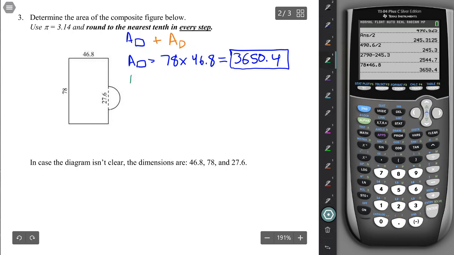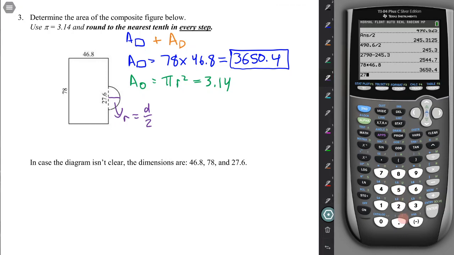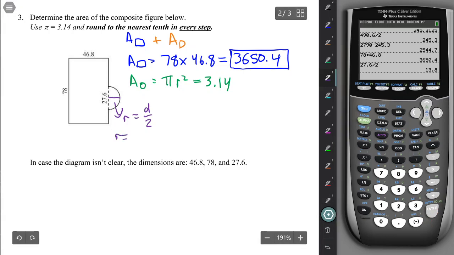Then my area of my circle, I'm going to figure out first, because that is pi r squared. So this is 3.14. Now again, I didn't give you the radius. I'm a jerk like that, eh? So we're going to need to get our radius by doing our diameter divided by 2. So 27.6 divided by 2 gives us a radius of 13.8. So this is 3.14 times my radius squared.